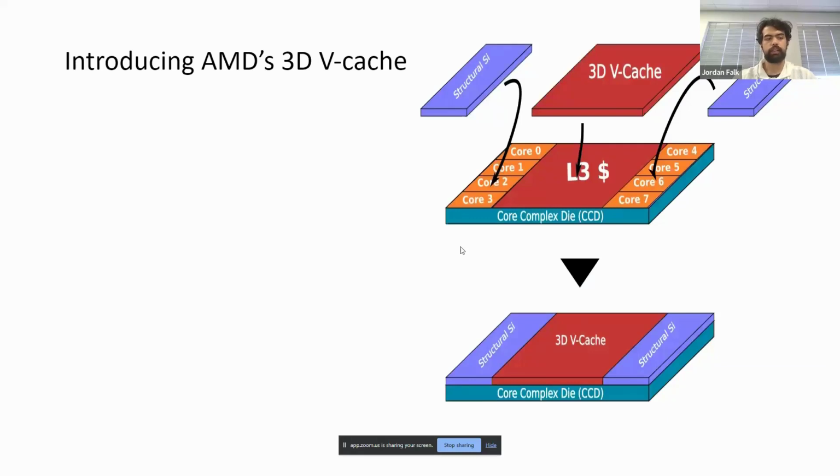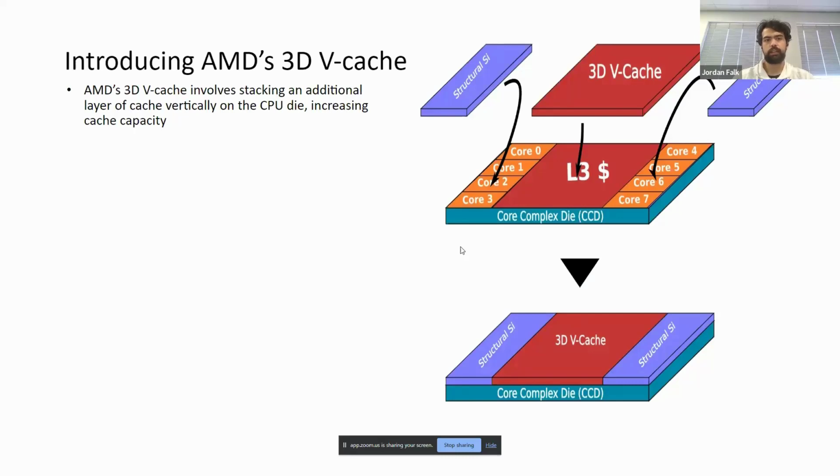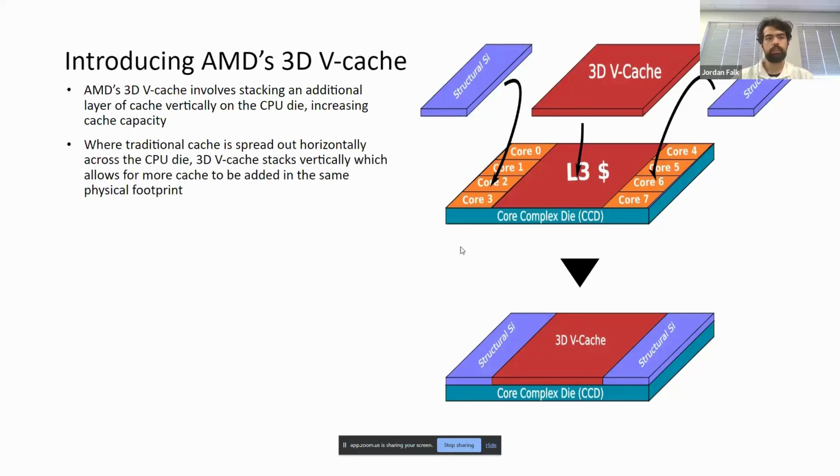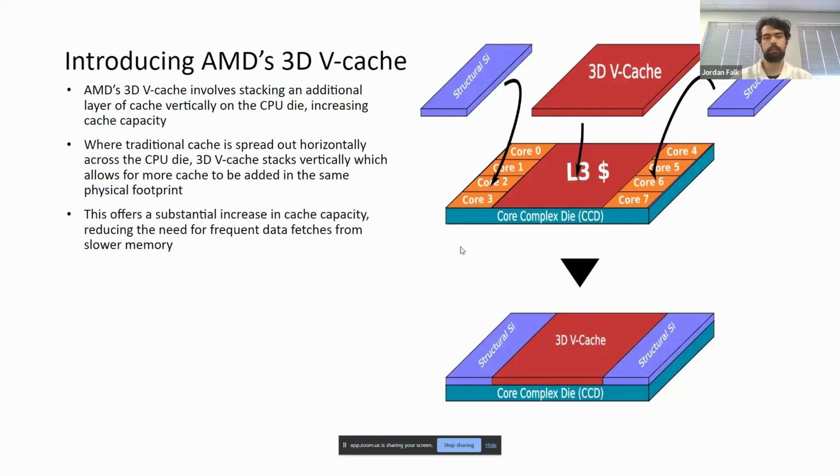Introducing AMD's 3D V-cache. 3D V-cache involves stacking an additional layer of cache vertically on the CPU die, increasing the cache capacity overall. Where traditional cache is spread out horizontally across the CPU die, 3D V-cache stacks vertically, which allows for more cache to be added in the same physical footprint. This offers a substantial increase in cache capacity, reducing the chances of what is called a cache miss, and thus reducing the need to fetch data from RAM. This enables faster data access and reduced latency, resulting in improved overall performance.